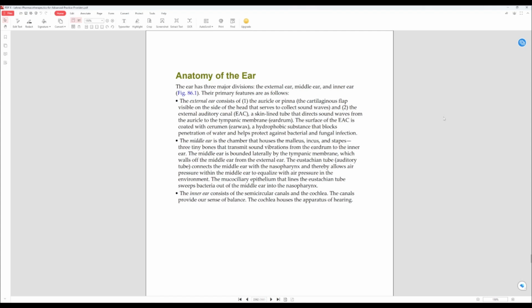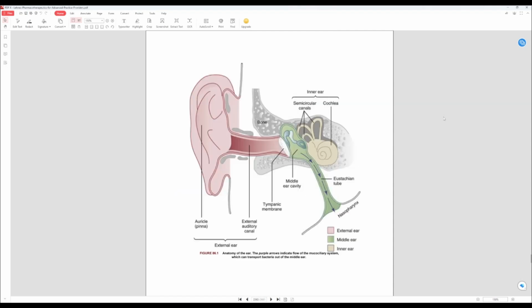And lastly, the inner ear, which consists of the semicircular canals and the cochlea. The canals provide a sense of balance. The cochlea houses the apparatus for hearing. And here is a picture version of each of the three sections: external ear, middle ear, and inner ear. An excellent spot to hit pause if you're unfamiliar with the anatomy.